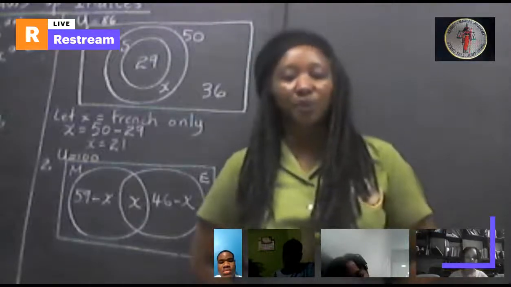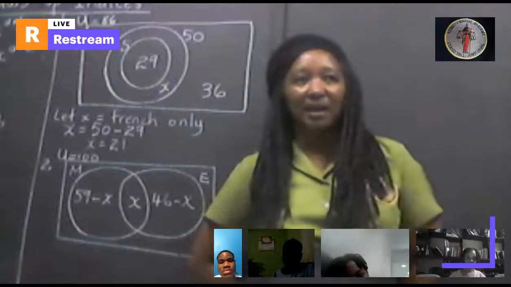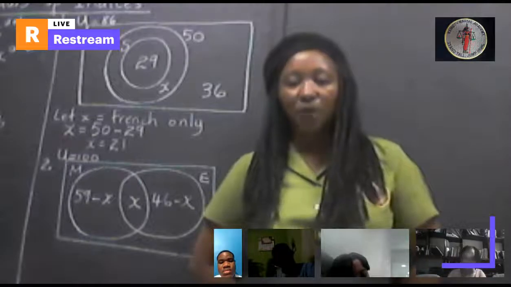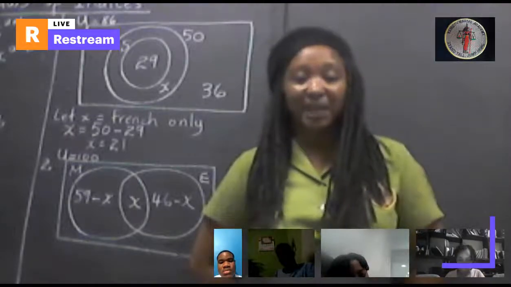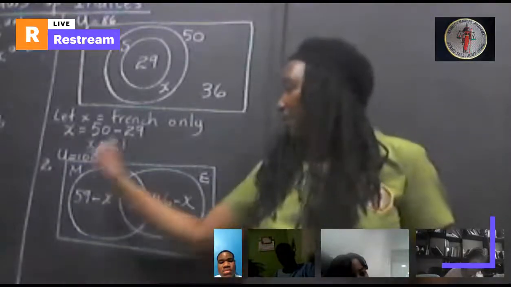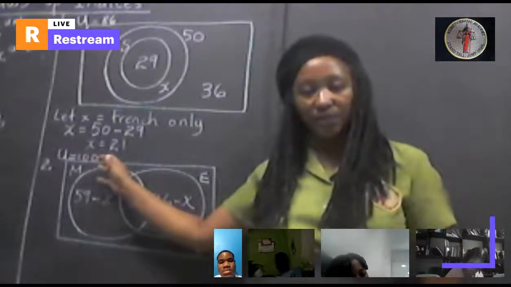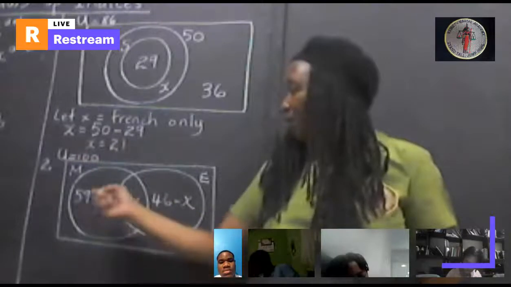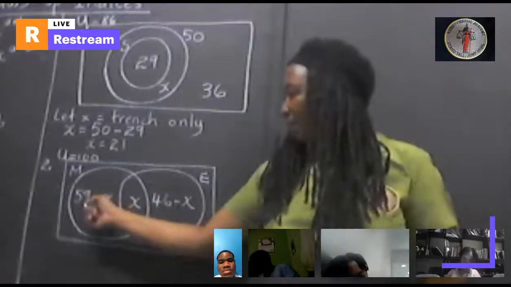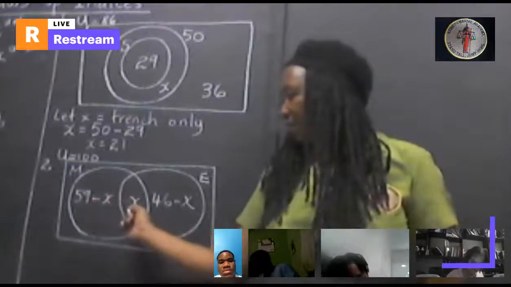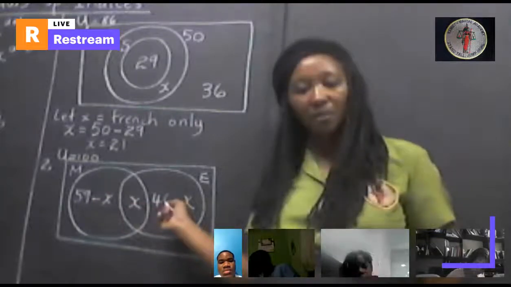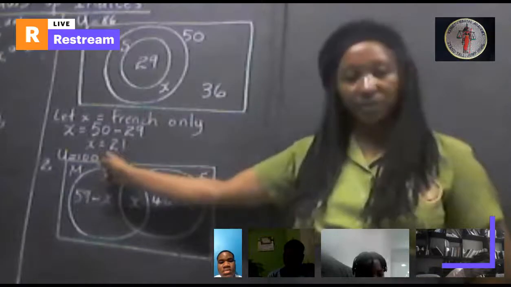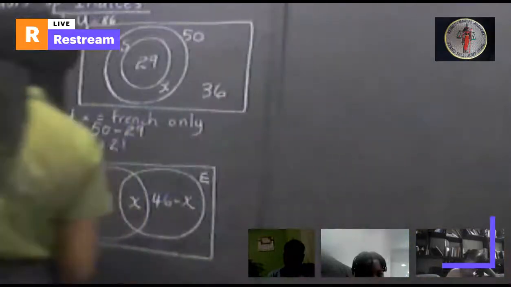We're going to show the algebra way of solving for X. Yes, miss. We're going to create an equation, since we know that everything must add to 100. Right? So we're going to add maths only plus the intersection plus English only, and it should equal 100.